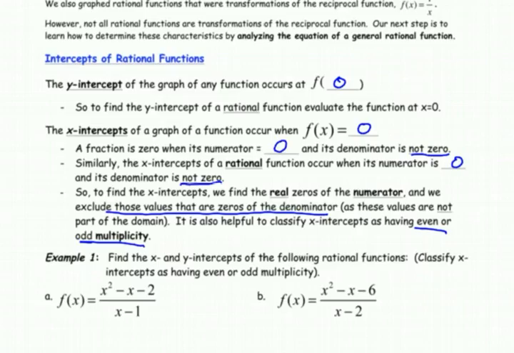I've got two functions in example 1. The first one is f of x is x squared minus x minus 2 over x minus 1. Whenever you analyze a rational function, first good step is to factor. All right, so I'm going to go ahead and factor this numerator, which will give me x minus 2 times x plus 1 all over x minus 1. Okay, and now let's do the analysis.